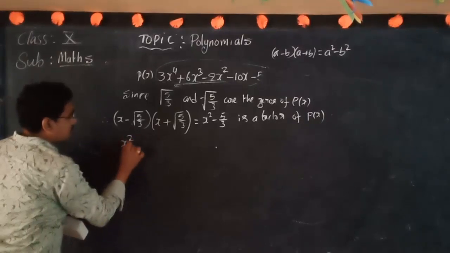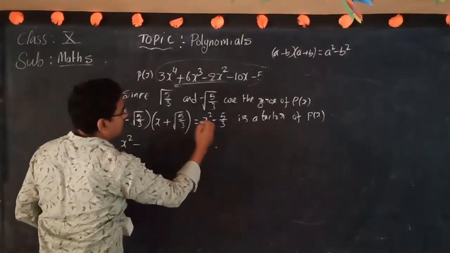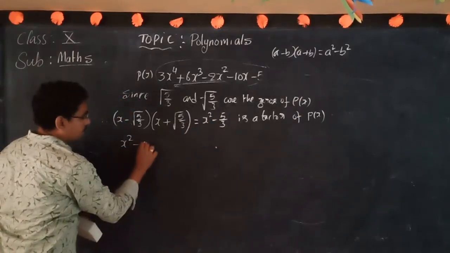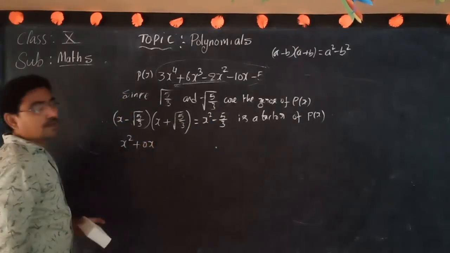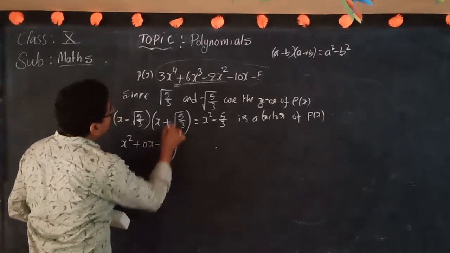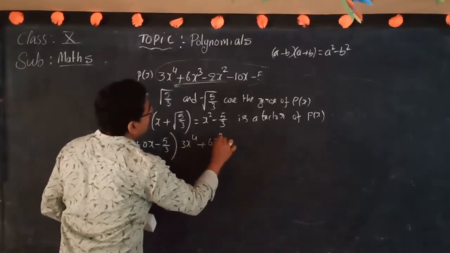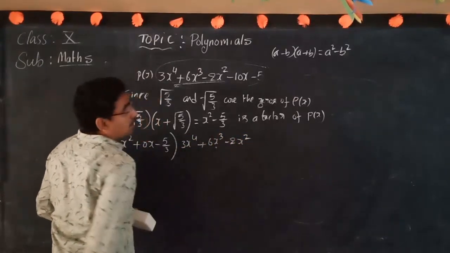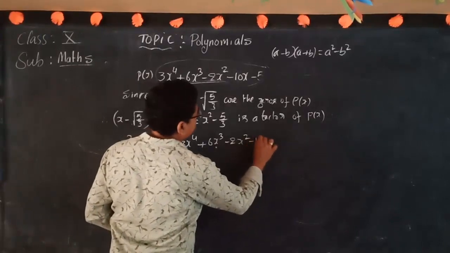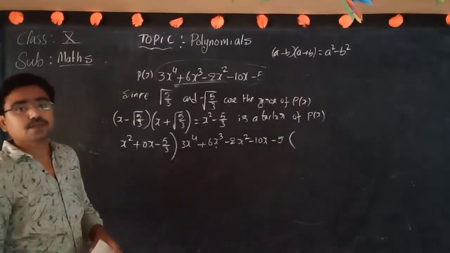So what is our intention? We should divide the given polynomial with this factor. What is the missing term here? 0x is the missing term. 0x, I am taking, minus 5 by 3. The given polynomial is 3x power 4 plus 6x cube minus 2x square minus 10x minus 5.